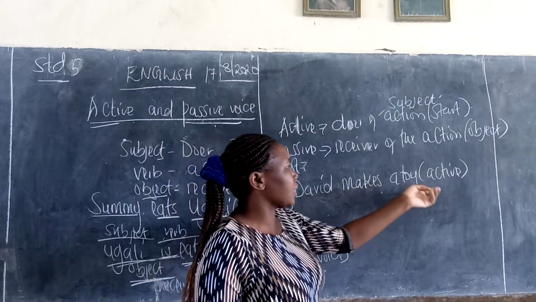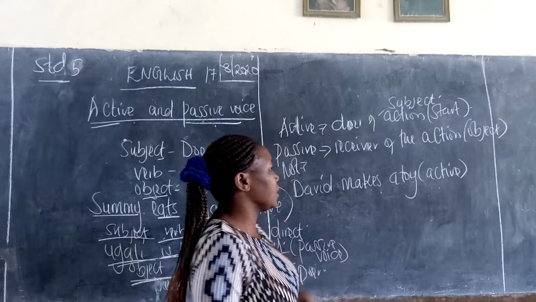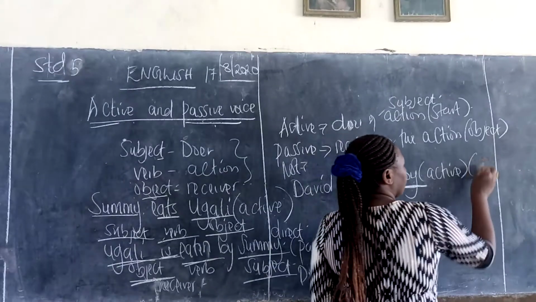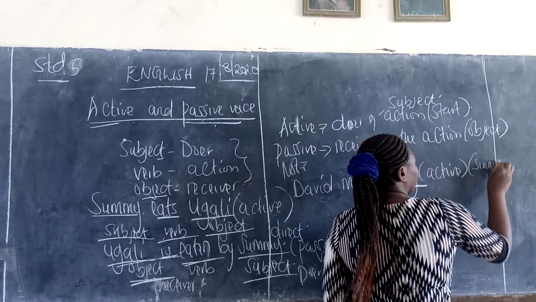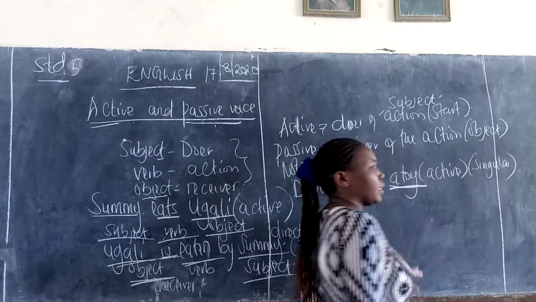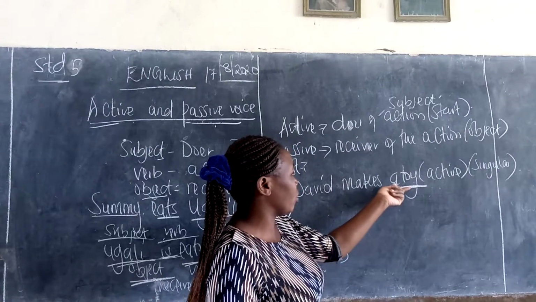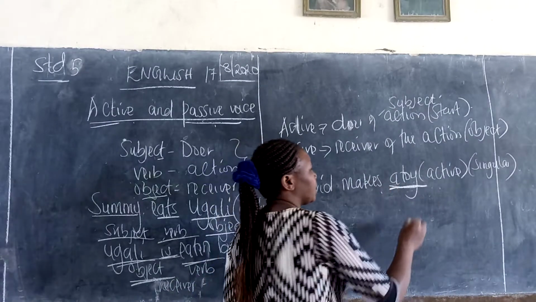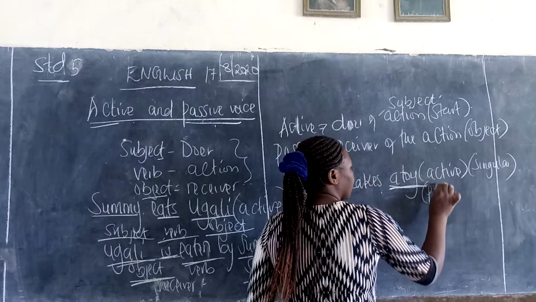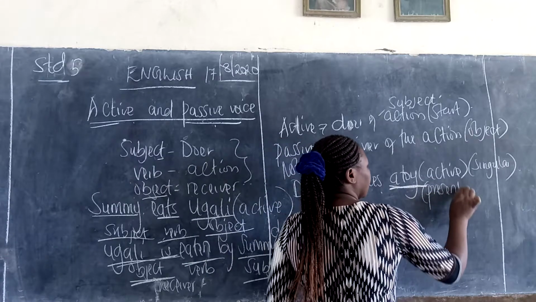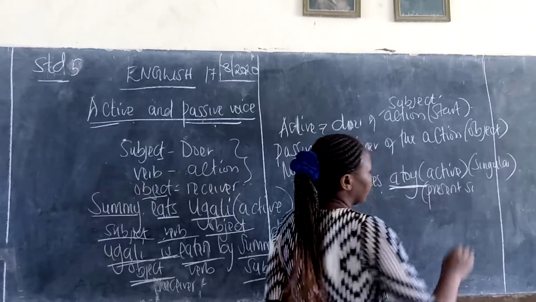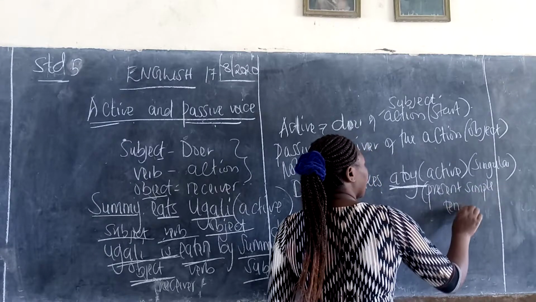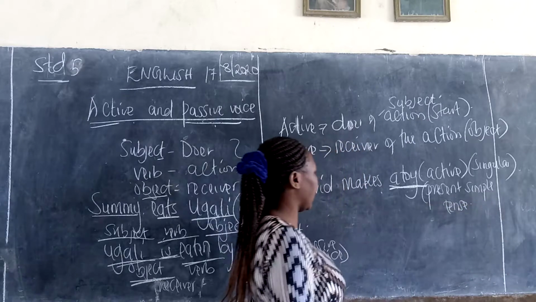David makes a toy. This is in singular. A toy is in singular. The sentence is in singular. It's only one. And our sentence here is in present simple tense.